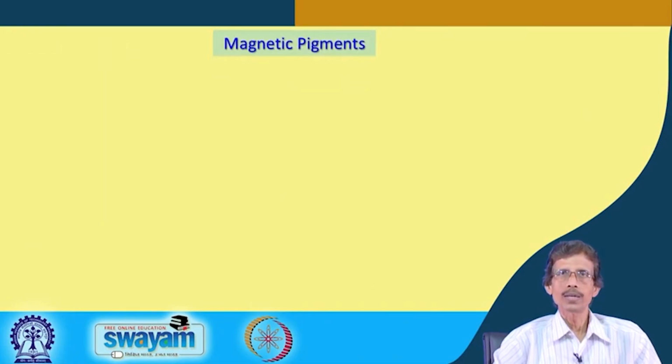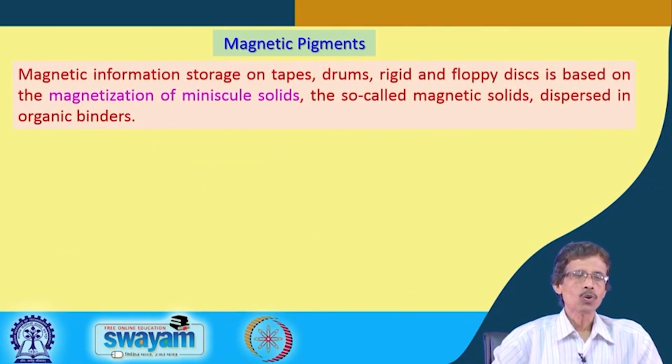So, lastly we will finish this course as well as the pigment area by seeing a very important, very well known pigment type, the magnetic pigment. It can be used for different areas of magnetic information storage, for tapes, the audio tapes or any other tape material. Then the magnetic drums, and the rigid and floppy disks, are based on the magnetization of minuscule solids known as magnetic solids, which are dispersed within organic binders. That is why we get magnetic pigments.